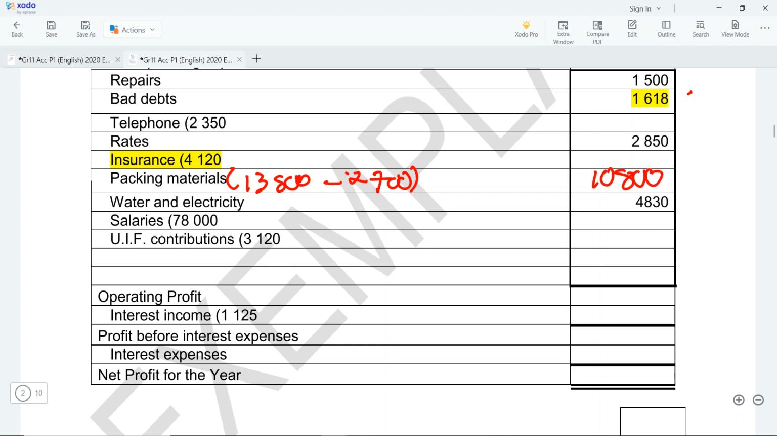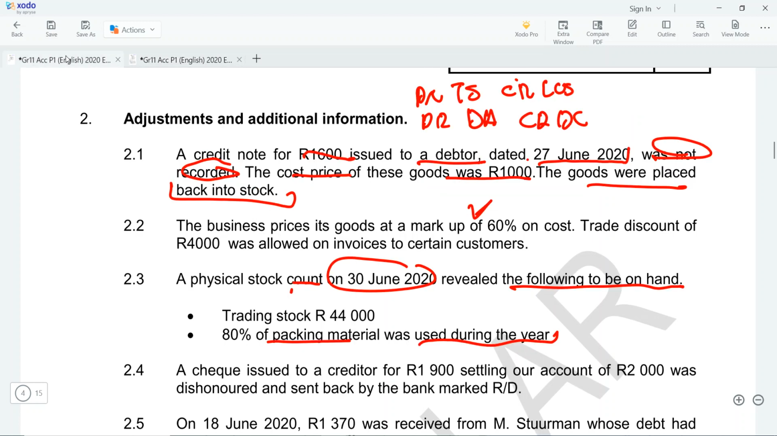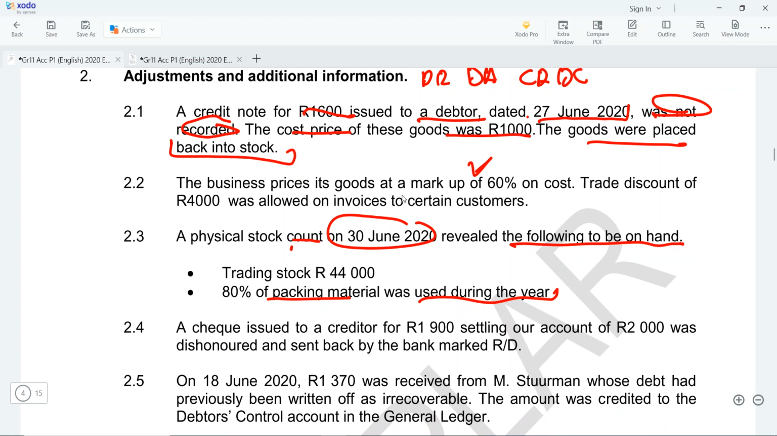Okay, now let's go back to other transactions that can help us here. Now we have to come back to this one so that we don't forget. Here they're saying that the business prices its goods at a markup of 60% on cost, and then a trade discount of 4,000 was allowed on invoices to certain customers. Now remember, if you give customers a trade discount, they are not going to pay you the money that they were actually supposed to pay you before the trade discount. So this means that what you are going to collect from them for sales will not include the trade discount.